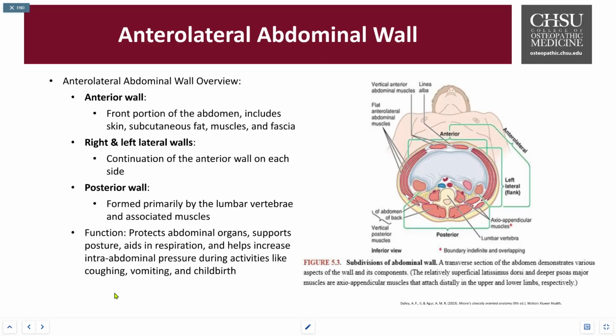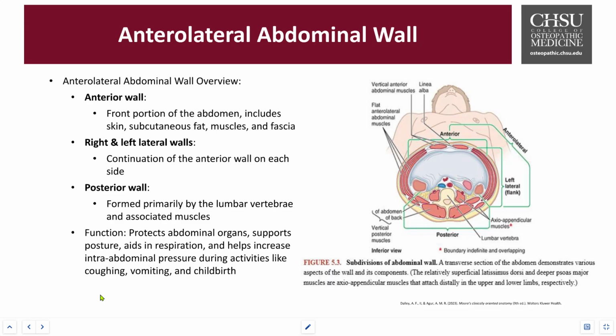The anterolateral abdominal wall is a crucial structure that provides protection, support, and functional movement. It consists of the anterior wall, which forms the front portion of the abdomen, and includes the skin, subcutaneous fat, muscle, and fascia. There are the right and left lateral walls that serve as an extension of the anterior wall, and it houses key muscles like the external oblique, internal oblique, and the transverse abdominis. The posterior wall primarily is made up of the lumbar vertebrae and its associated muscles. It plays a role in trunk stability and also movement.